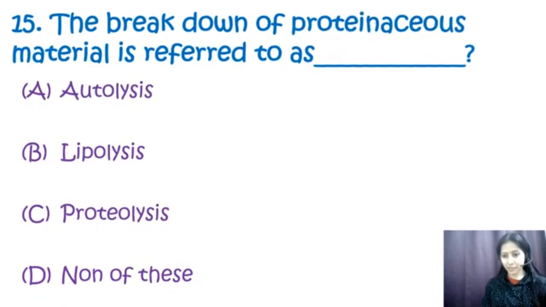Next, number 15. The breakdown of proteinaceous material is referred to as: option A autolysis, option B lipolysis, option C proteolysis, and option D none of these. The correct answer is option C, proteolysis. So what exactly is proteolysis? It is a process by which proteins are broken down into smaller peptides or amino acids by the action of an enzyme, that enzyme being protease. So the correct answer is option C, proteolysis.